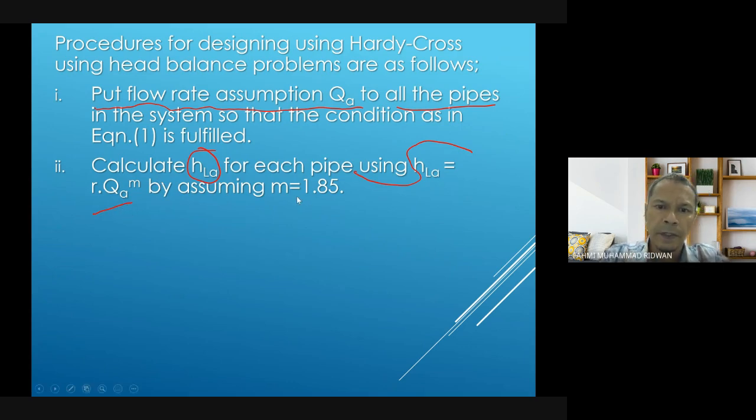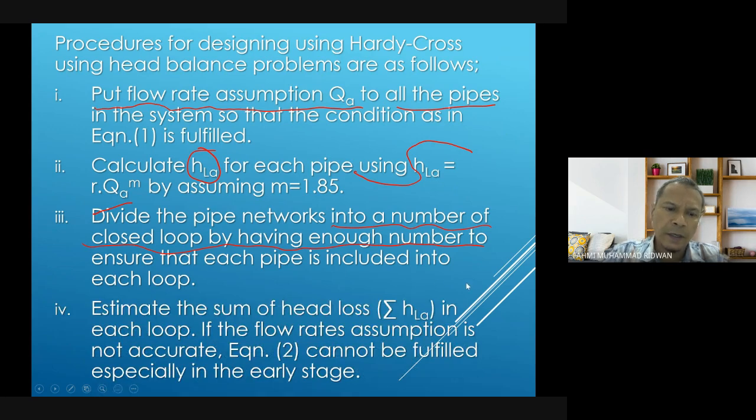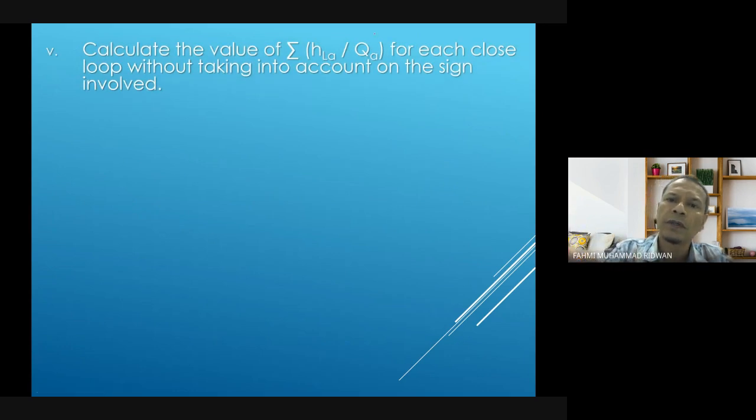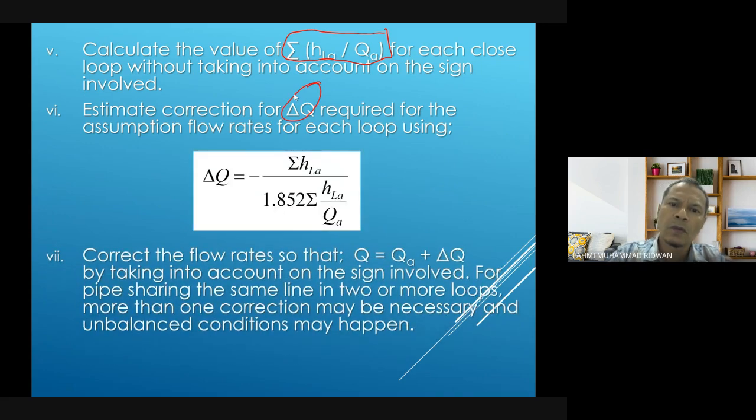Then, assuming that M is 1.85, we divide the pipe network into a number of closed loops, having enough loops to ensure that each pipe is included in a loop. The sentence is quite difficult to understand, but let's see the example later on. And then step 4 is to estimate the sum of the head loss in each loop. Then the next step is to calculate the value of sigma HLA over QA, and then estimate the correction delta Q. Using this formula to determine the delta Q, we then correct the flow rate, in which Q equals QA plus delta Q.